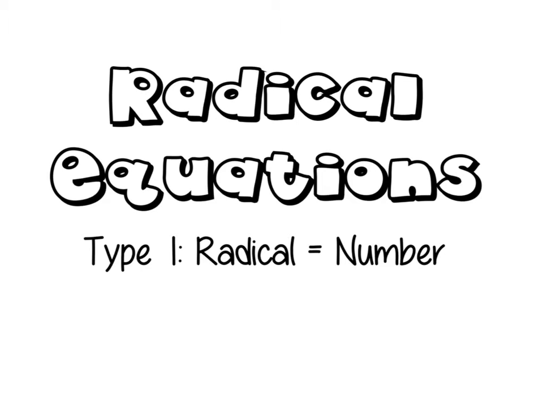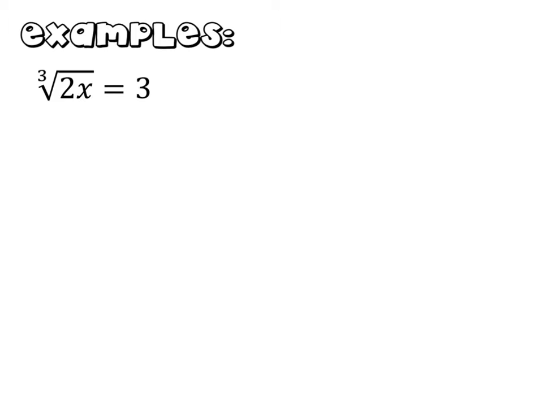Still looking at radical equations that are set up with a radical equal to a number, right? What if they get just a little bit messier? There's a couple more steps. So what am I going to do with the cubed root of 2x equals 3? Well, I'm going to start the same way.